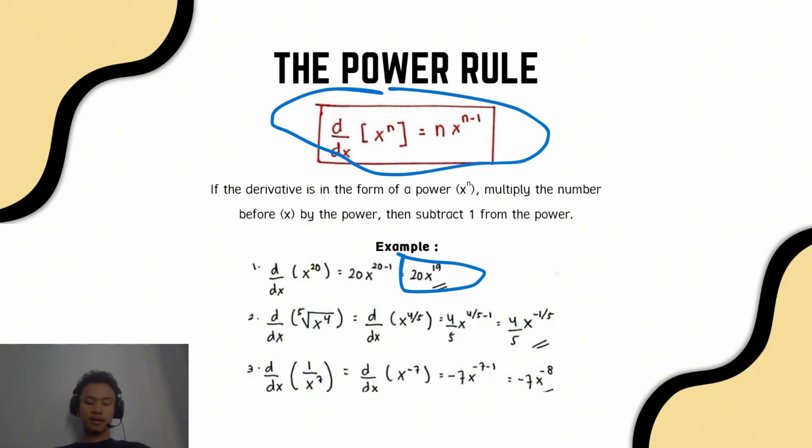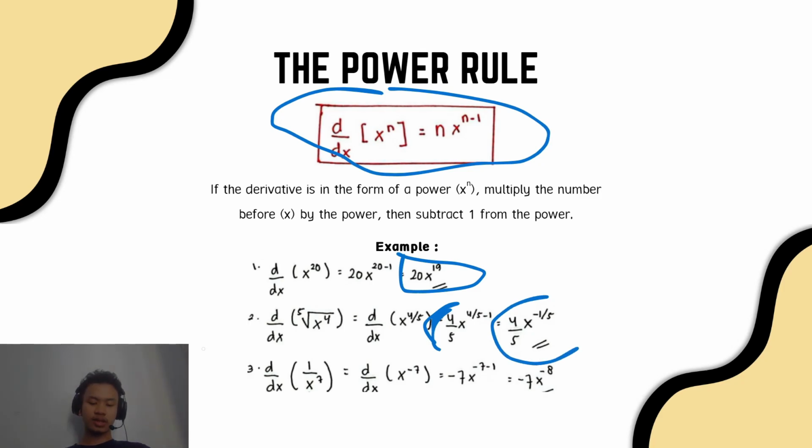Okay, for the second example, we have the fifth root of x raised to the power of 4. First, we rewrite this using a fractional exponent, which is x raised to the power of 4 over 5. Now, apply the power rule. Bring down the 4 over 5 and subtract 1 from the exponent. This gives us 4 over 5 times x raised to the power of negative 1 over 5.